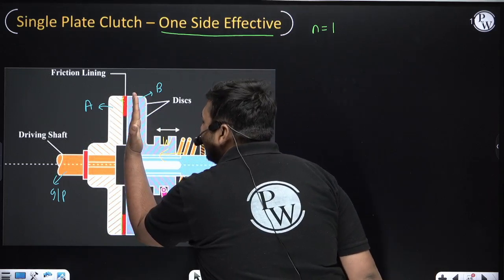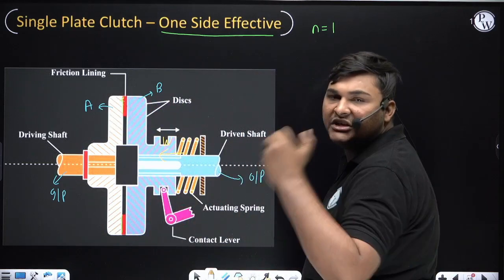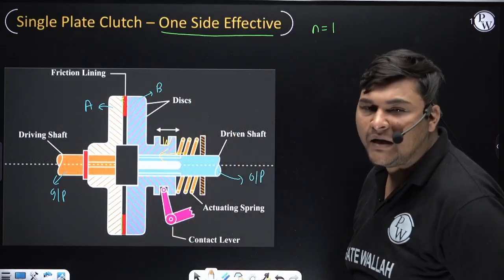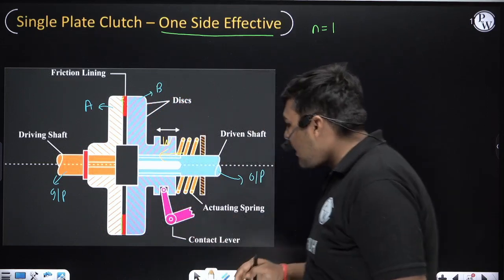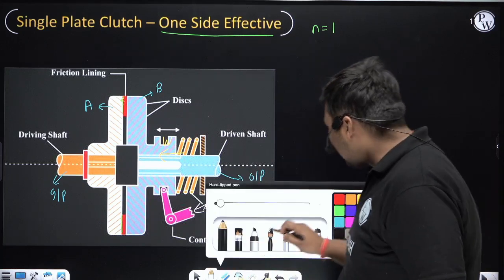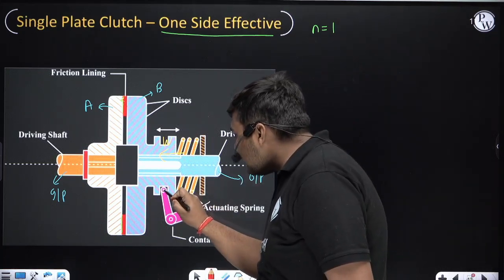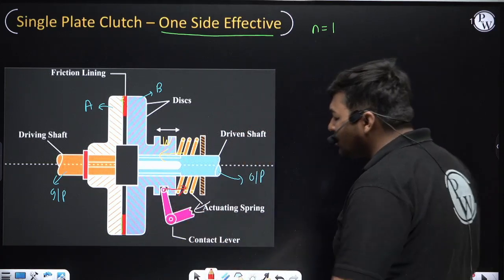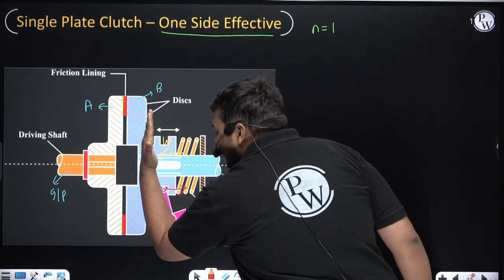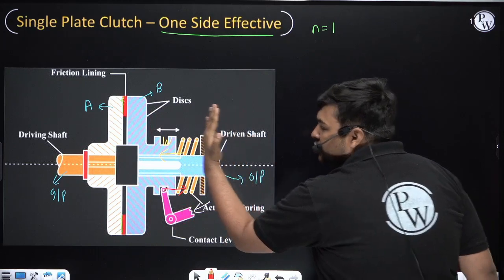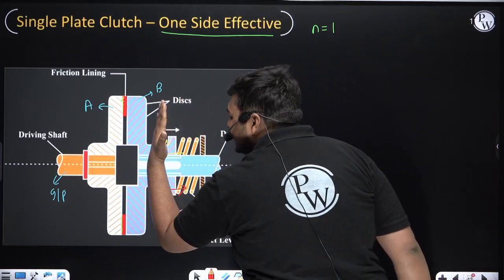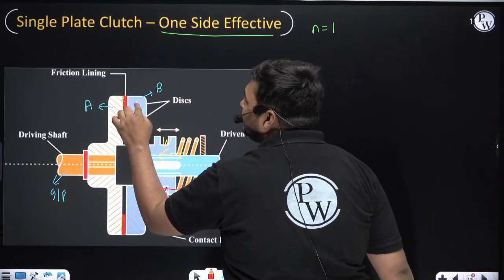For that, we need to move plate B in this direction, because plate A cannot move as it is attached to the driving shaft. But we can move plate B in this direction, because plate B is mounted on a spline shaft. Now, to move plate B in this direction, what will we do? We will press this clutch pedal. What will happen when you press the clutch pedal? This point will try to move in this direction. So, due to the effort applied on the clutch pedal, it will create a force in this direction, which will move plate B in this direction. Due to this movement, the spring will compress further, and as plate B moves in this direction, there will be no contact between A and B.